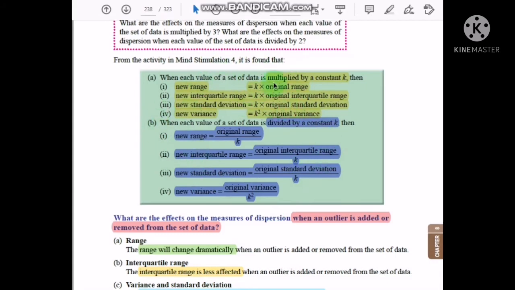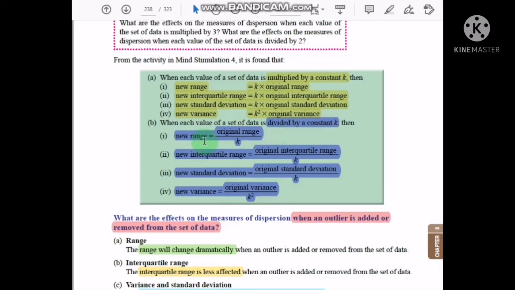Alright, let's continue. If each value of a set of data is multiplied by a constant k, then the range, interquartile range, standard deviation, and variance will change. How do they change? You need to multiply by the constant, or divide by a constant. For this one, multiply by k. So the new range is k multiplied by the original range, and the new interquartile range is k multiplied by the original interquartile range, and so on. The same goes for division.